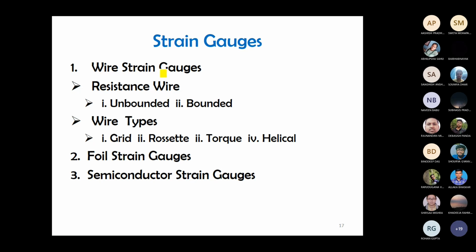So a resistive wire is there. For this study, one resistive wire is there. It may be of two types, bonded and unbonded.